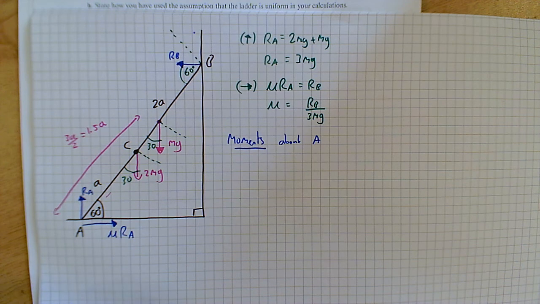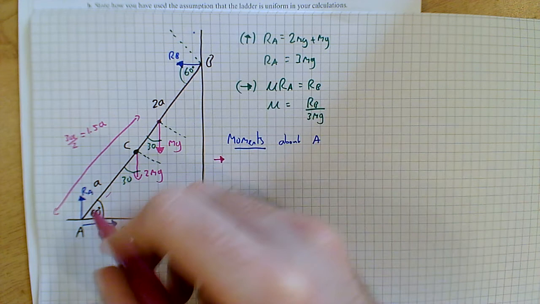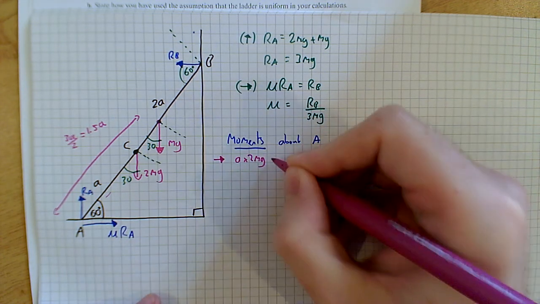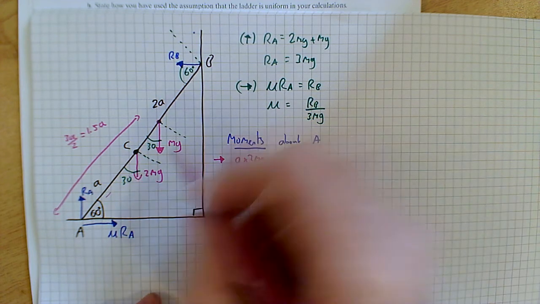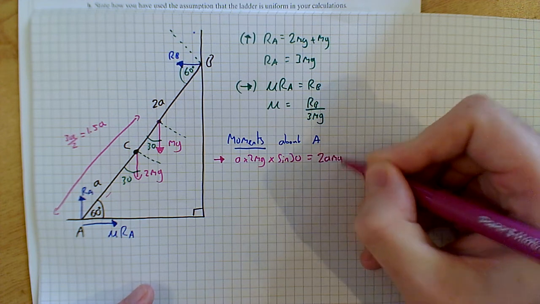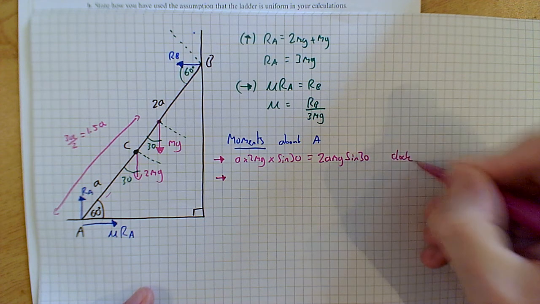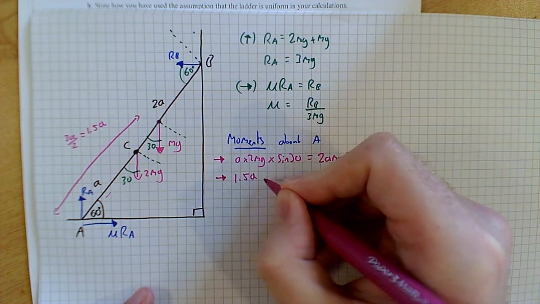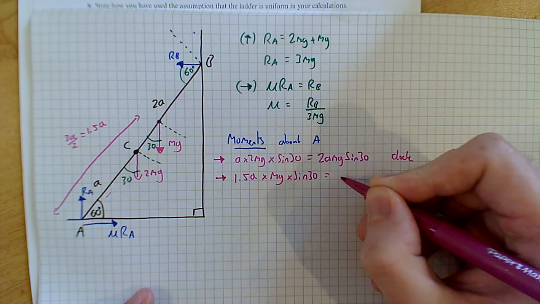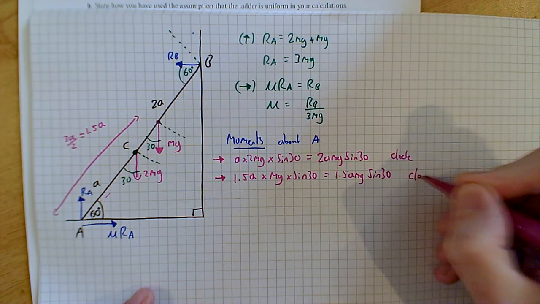Alright, so then when I do my moments I can do my two clockwise ones. The first one is C, this is a distance of A, so this is A times 2mg times the angle, we're going away from the 30, sine 30, so this is 2a mg sine 30. The other one, this is clockwise, is 1.5a times mg times sine 30. So we can write 1.5a mg sine 30, again clockwise.